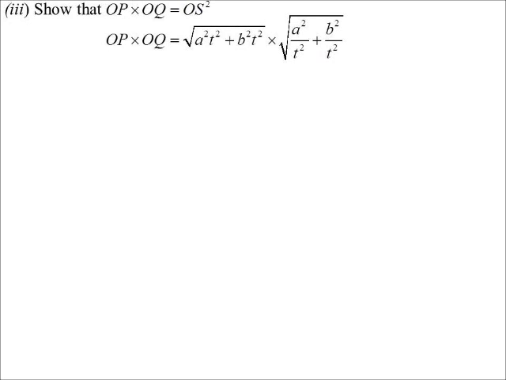Now the fun part. Show that OP times OQ is equal to OS squared. So OP times OQ. I've just gone straight to the distance formula and multiplied them together. I've taken out a common factor of t squared in the first one, 1 on t squared in the second one. So t times 1 on t, that'll cancel. Leaves me with the square root of a squared plus b squared times the square root of a squared plus b squared, which is a squared plus b squared.